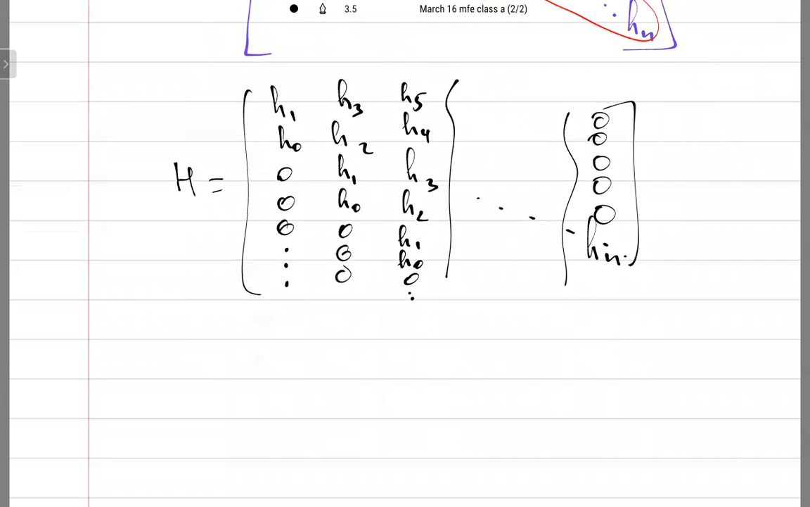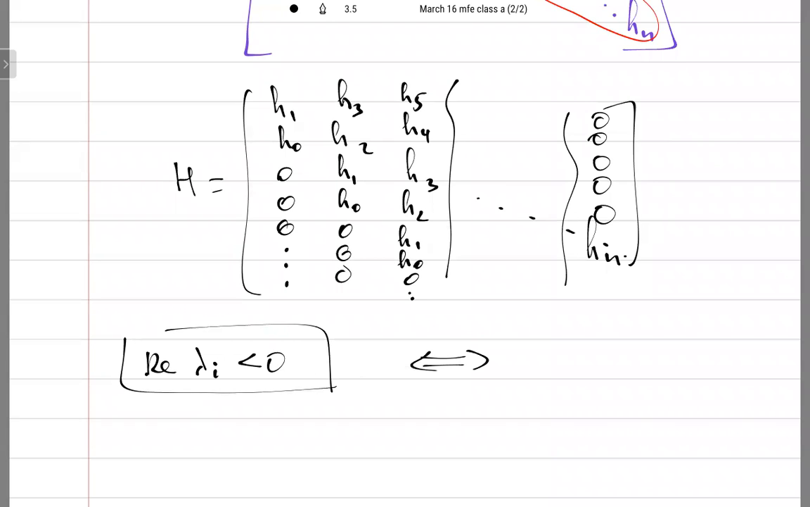And the Hurwitz matrix should have all corner determinants greater than 0, so that real parts of all lambdas are negative. That means for all k, the corner principal minor is strictly positive. Okay, the idea is clear.